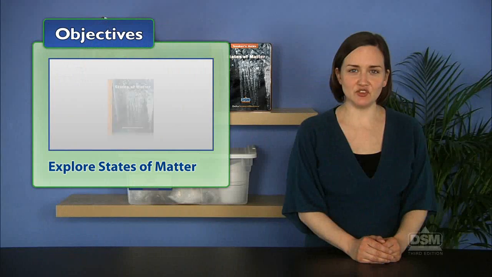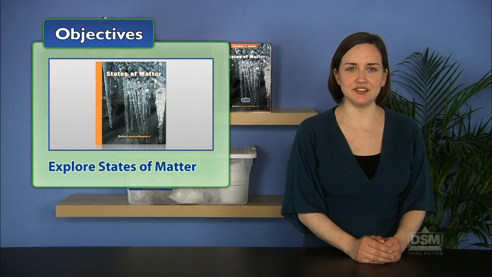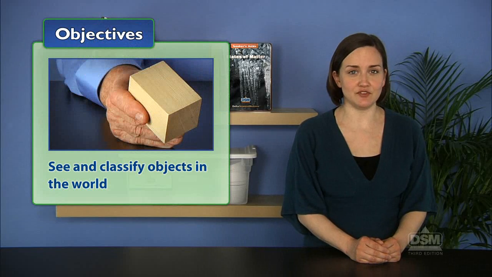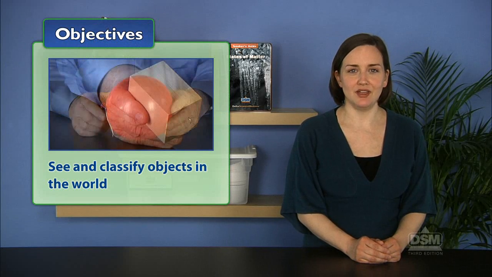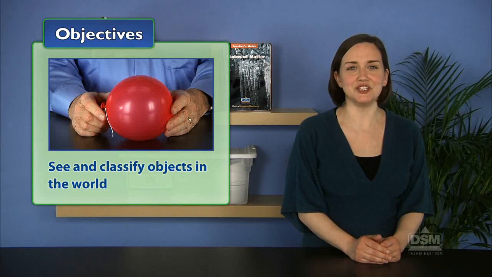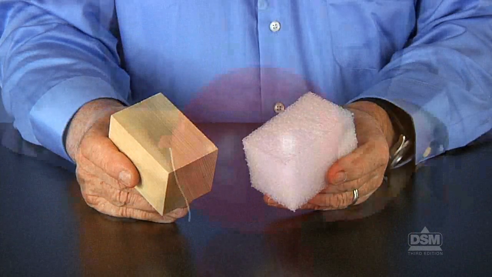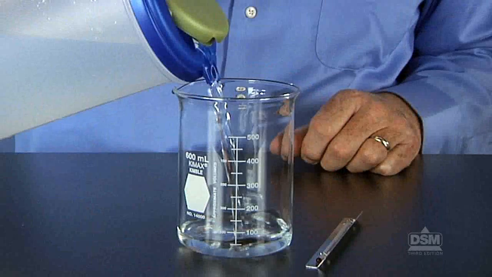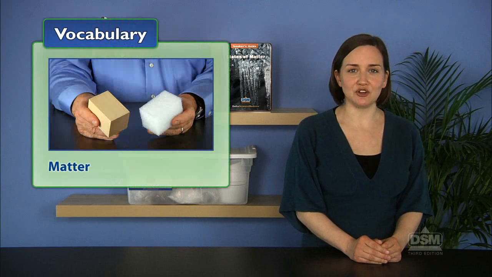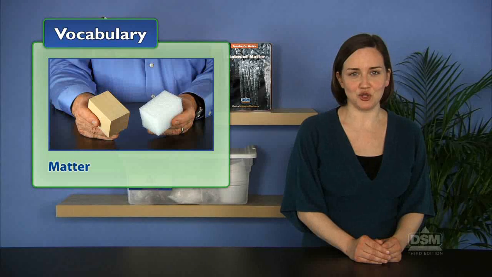Students explore states of matter through 12 hands-on activities and the Delta Science Reader. Students begin to see and classify the objects in the world around them, not as primary school children, but as young scientists, and use hands-on experiences with blocks, balloons, and beakers to identify the distinctive properties of the 3 common states of matter. In this module, students will learn matter is anything that has mass and volume.